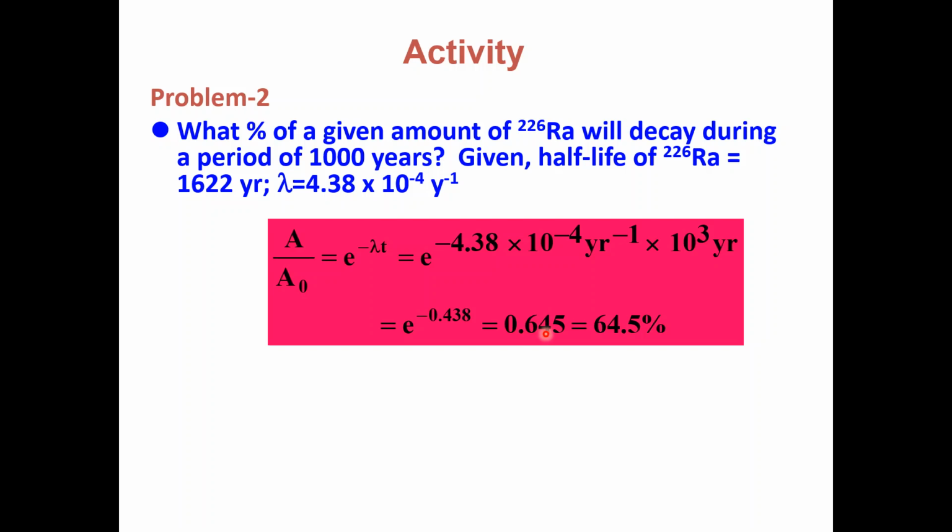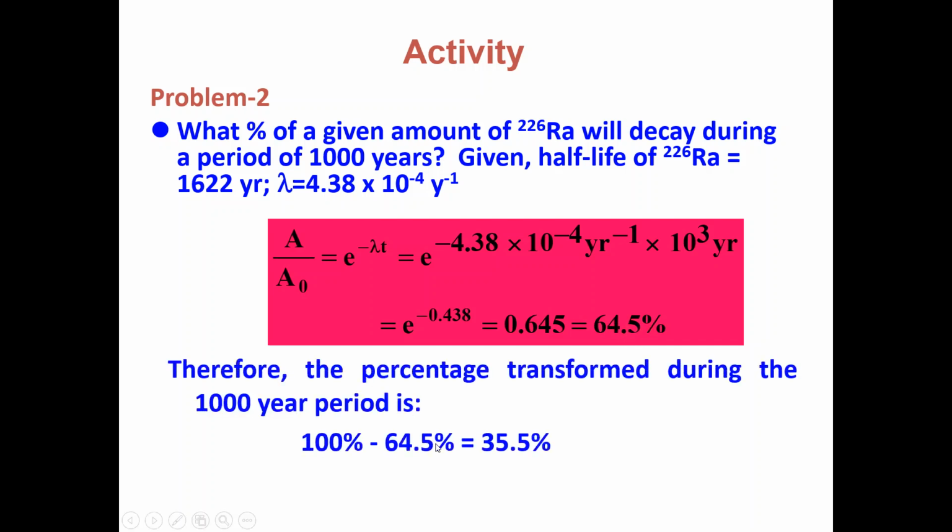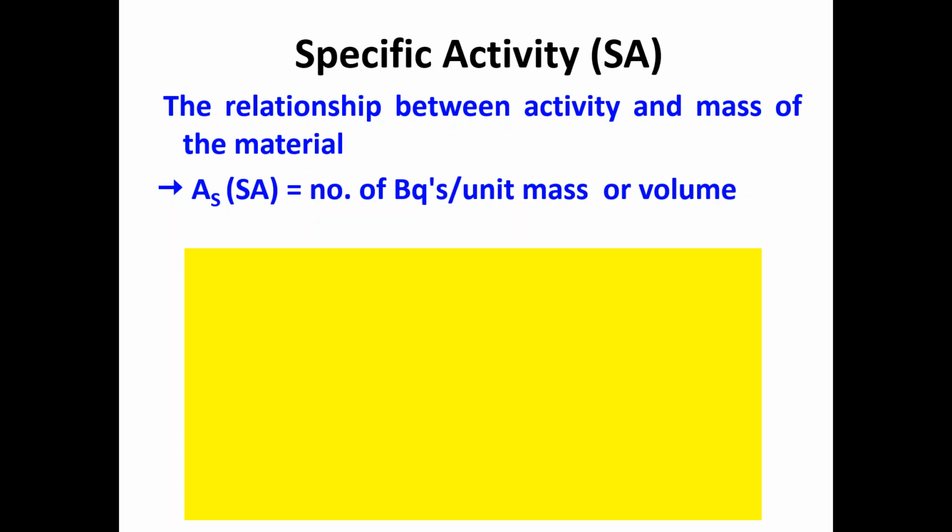If we convert that into percentage, it is equal to 64.5%. Therefore, the percentage that decays during the 1,000-year period is 100% minus 64.5%. So that is equal to 35.5%. So that is the exact amount that was asked in problem number 2.